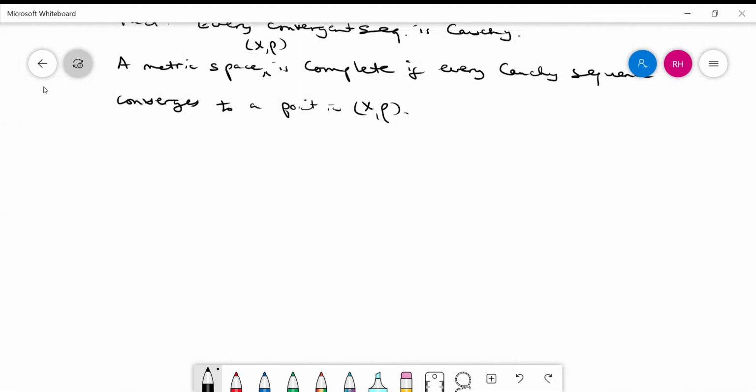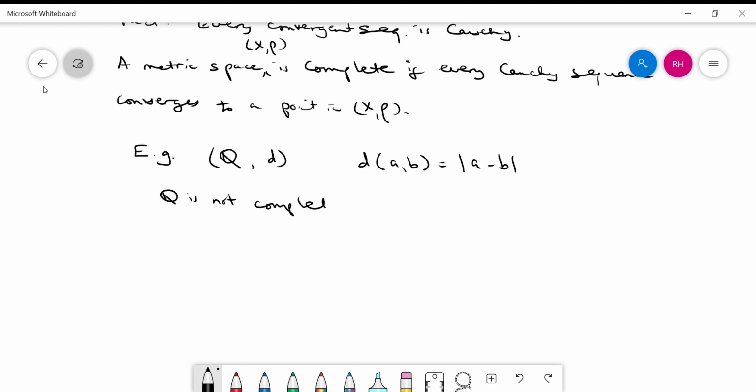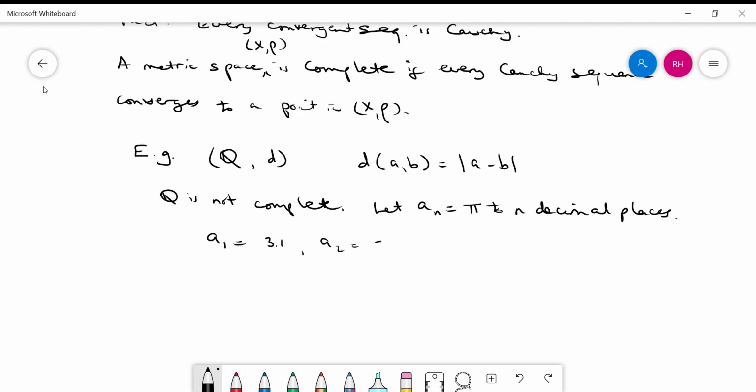So that's completeness. Now there's some nice examples from everyday mathematical life. Let's talk about the metric space Q with the normal distance measure, so the distance between a and b is just the absolute value of a minus b. That's just the normal concept of length in the real world. Now Q is not complete. Why? Well, I can show you an example. Let A_n equal pi to n decimal places. So A1 is equal to 3.1, A2 equals 3.14, etc.